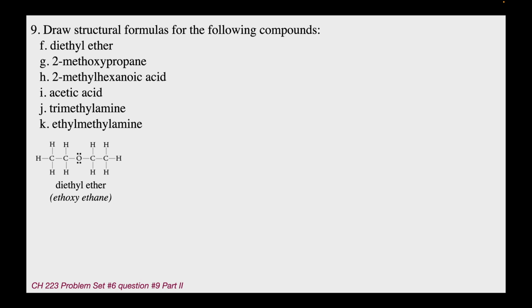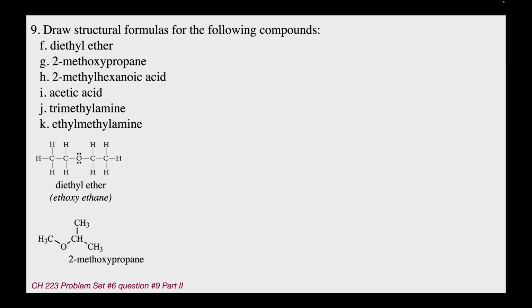Now on G, you have an oxy. So that means you also have an ether. You have a 2-methoxy. You have a methyl group connected to the oxygen. That's what methoxy means. And propane would be 3 carbons in a row. Off the second of those 3 carbons is where the methoxy group goes.